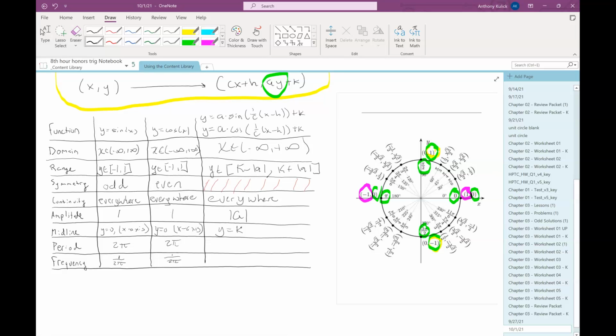The period, can that change? Yes, good. What type of transformation is going to affect the period? Horizontal stretch or shrink, very good, which is controlled by C. And is that multiplicative or additive? Multiplicative. So it's going to be 2 pi divided by the absolute value of C. Again, C can be positive or negative, but the period is a length. That's why there's an absolute value around the C.